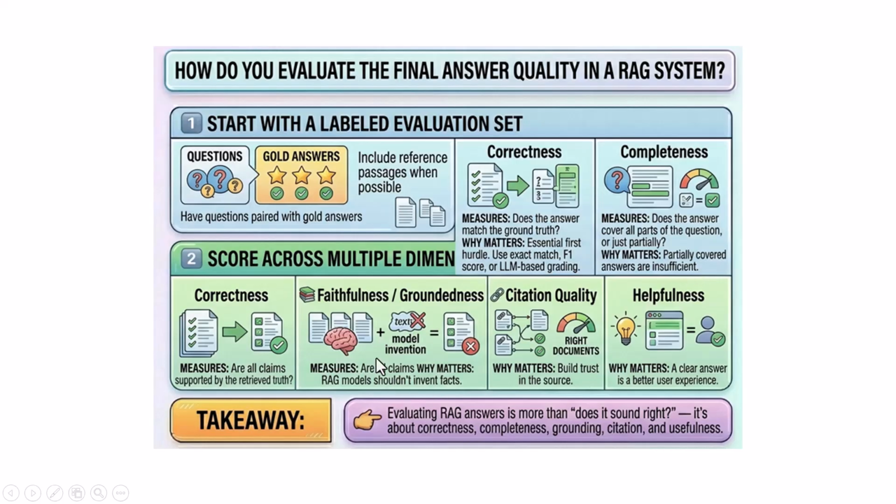Next dimension is faithfulness or groundedness. Check if all claims are supported by the retrieved documents. This is critical in RAG because the model shouldn't invent facts, right? Next one is citation quality. Check if the sources actually back the statements and if the key claims are linked to the right documents. The other dimension to check is helpfulness. Even if correct, is the answer clear, structured, and easy for a user to act on? So the takeaway is evaluating RAG answers is more than does it sound right? It's about correctness, completeness, grounding, citation, and usefulness.